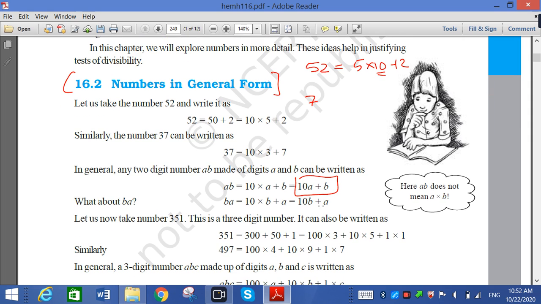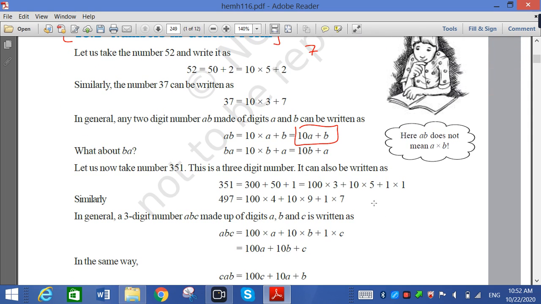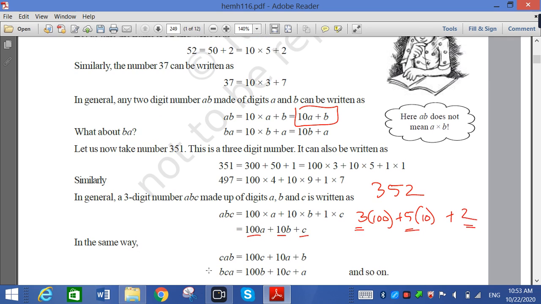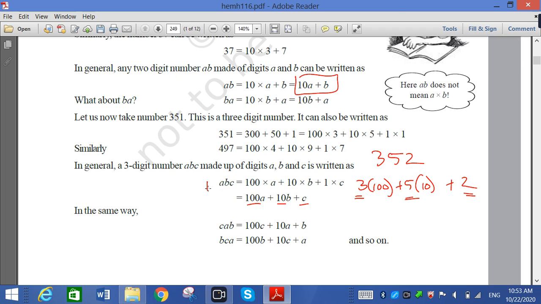Now when a 3 digit number is there, we can also write it in general form. When 351 or 352 is there, if I want to describe it, then 3 into 100 plus 5 into 10 plus 2. So the digits are a, b and c: the 100s place, the tens place and the unit place.